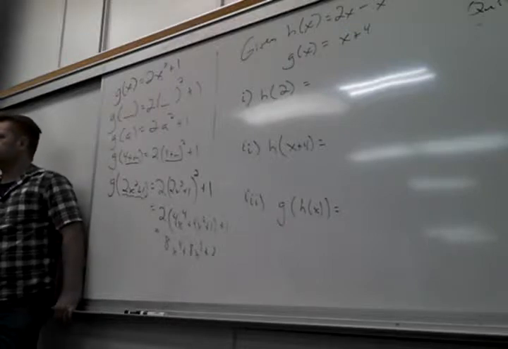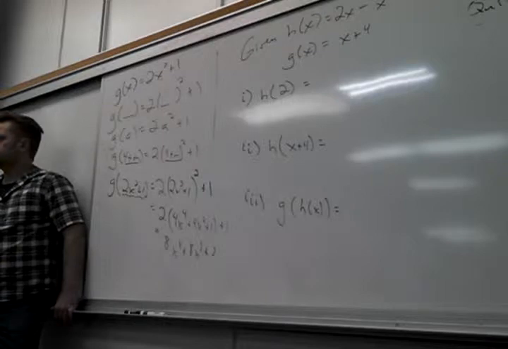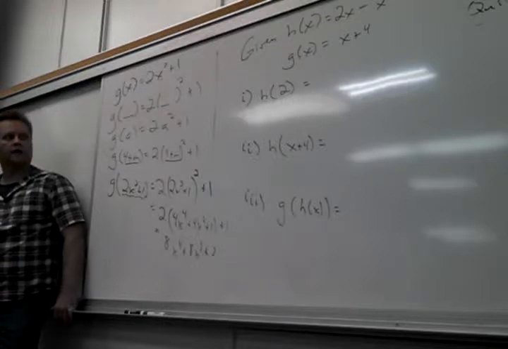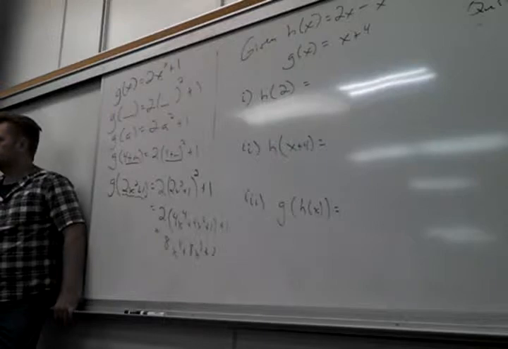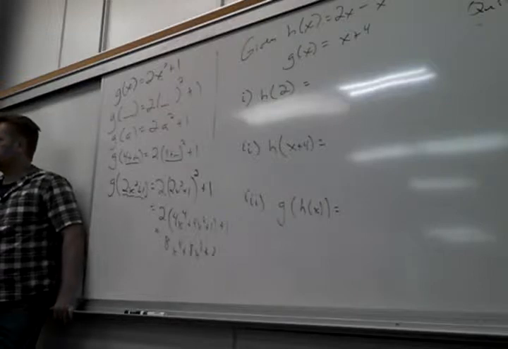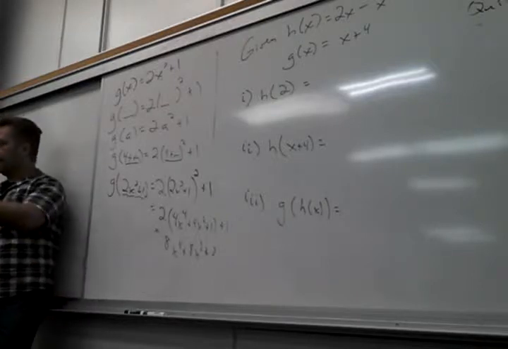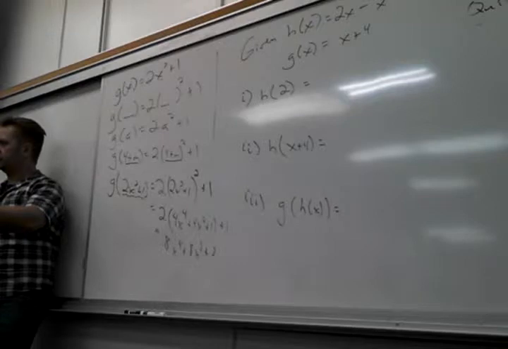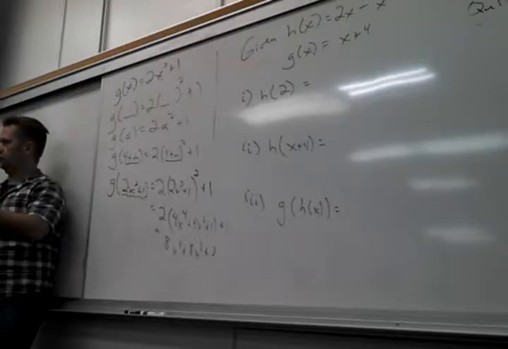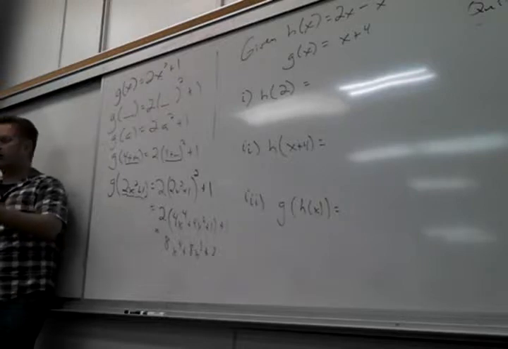So Julian, what's the h of x? Tell me. H of x, what is it? 2 times. Good, so what's h of a? Yep. 2a minus 1 over. Yeah, if h of x is 2x minus 1 over x, h of a is 2a minus 1 over a, h of 2 is 2 times.